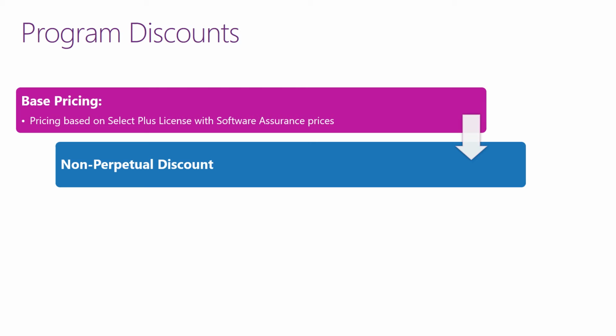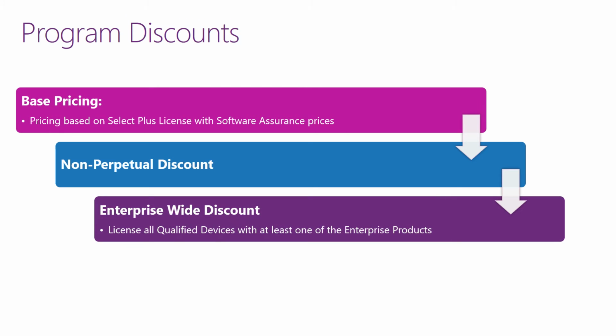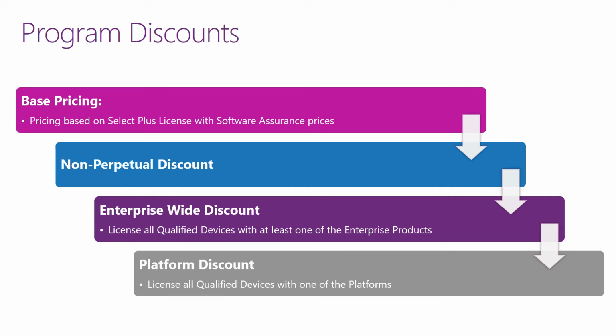The other two discounts that are available apply to both enrolments, and the first one is the advantageous pricing you get if you commit to buying enterprise products across the whole enterprise, which, as we know, is a requirement in the enterprise enrolments. And the final discount is a further discount that's available if you're able to commit to 3 enterprise products in a platform across all of your qualified devices.